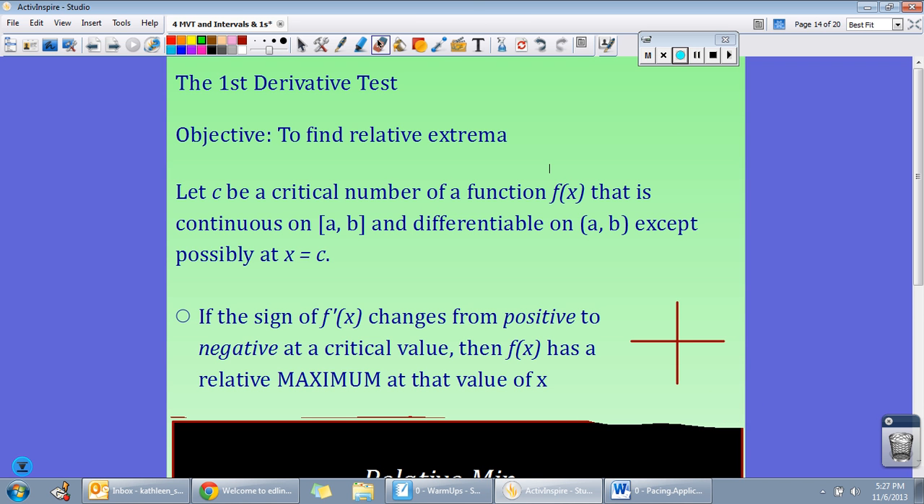So if you have a quadratic, for example, it's inverted, and here's your critical value, then if your slope was positive and changes to negative, and then right here it's 0, then we're going to have a relative max.